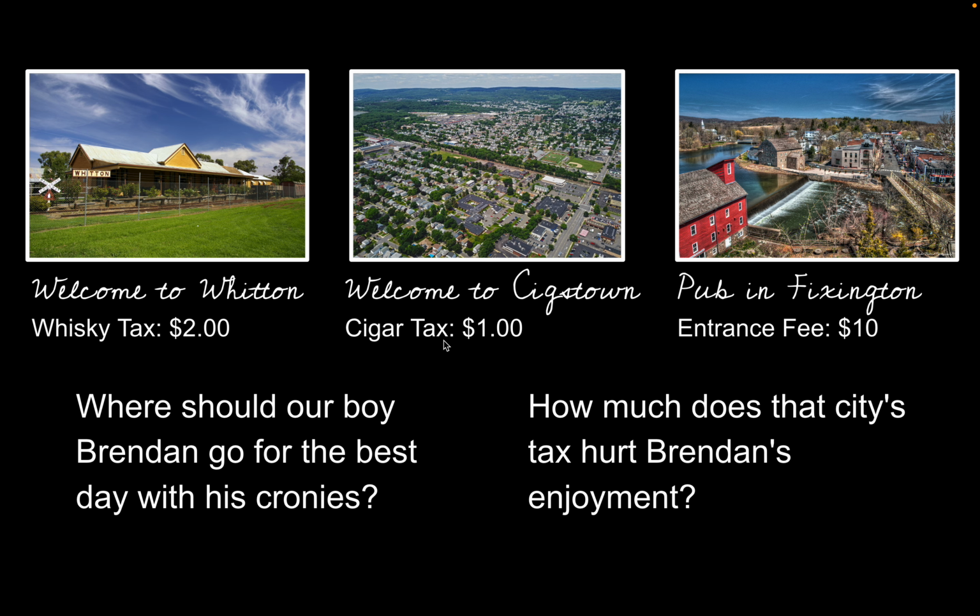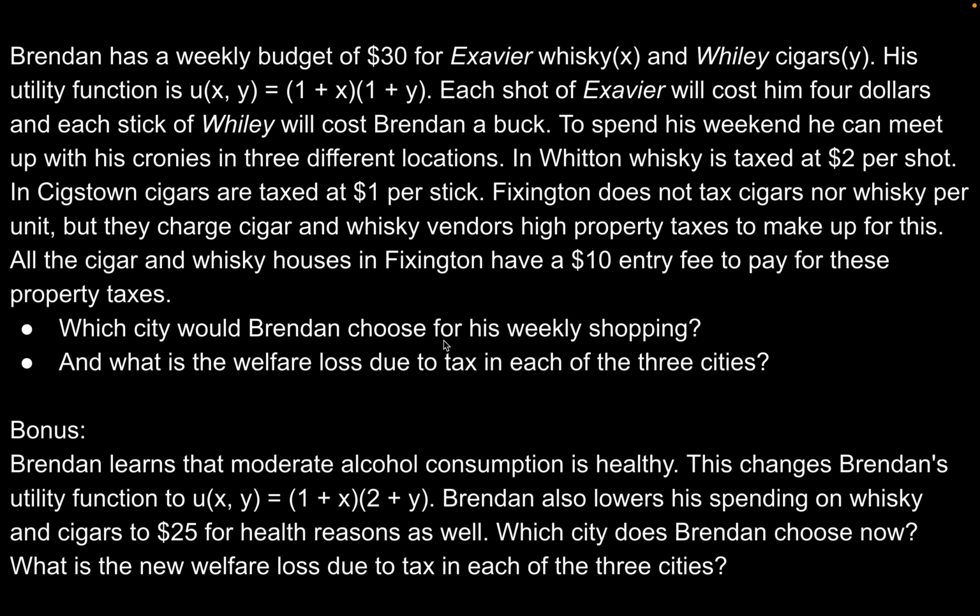So that is going to be the question, and the way we're going to solve this is we're going to look at his utility function. This is basically a function that shows how happy Brendan will be given the number of whiskeys he gets to drink and the number of cigars he gets to smoke. Plug those numbers into this equation and you'll get how happy Brendan will be. To spend his weekend, he can choose three different locations to meet up with his cronies.